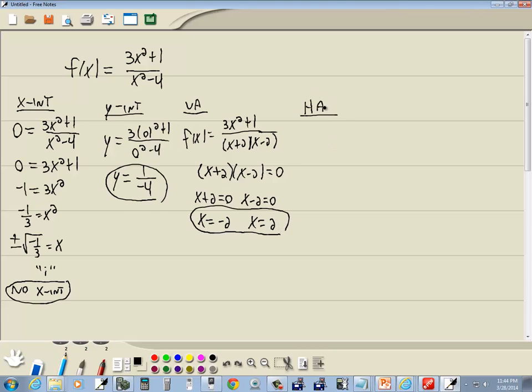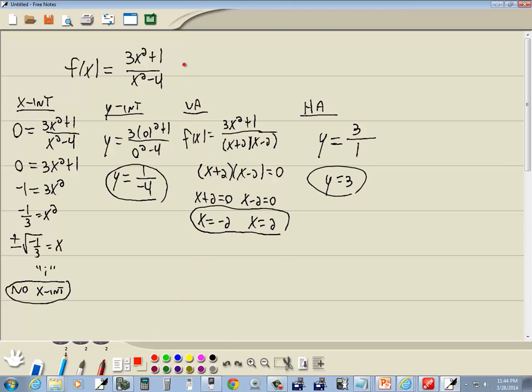Now our horizontal asymptotes. Degree of the top is 2, degree of the bottom is 2, so the degrees are the same. So we're going to create a fraction by taking the numbers off the front of the x to the largest power. So there's a 3 before the x squared on top, and there's an invisible 1 before the x squared on the bottom. And we get y equals 3.